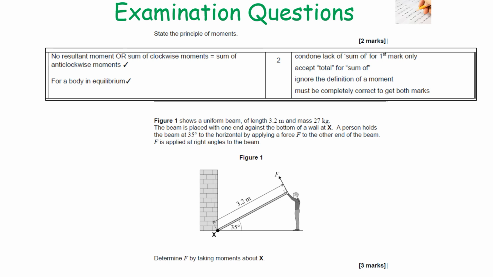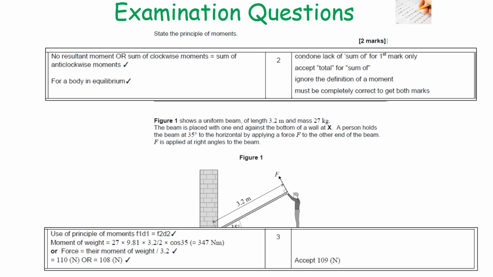So we can say that the clockwise moment equals the anticlockwise moment. So what we can say is that force times distance clockwise equals force times distance anticlockwise. So what you can then do is work out the moment of the weight by doing force times distance. Now you know that the mass is 27, so you can do 27 times 9.81 times 3.2.